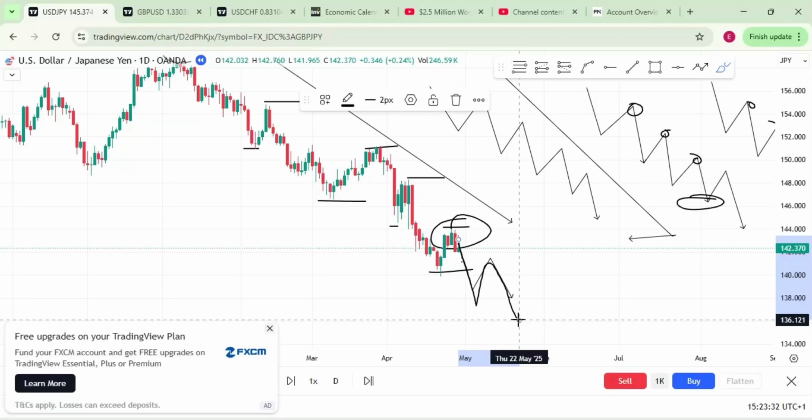And there are so many things you need to watch out for. If the market wants to change direction, the first thing you need to watch out for is chart pattern.